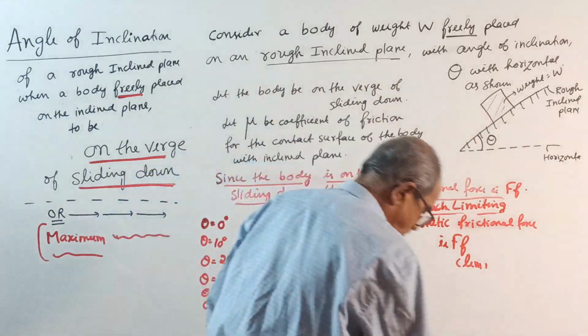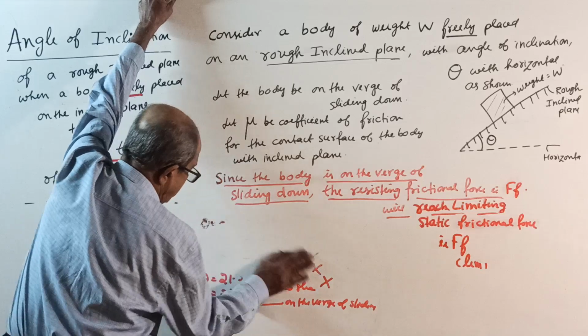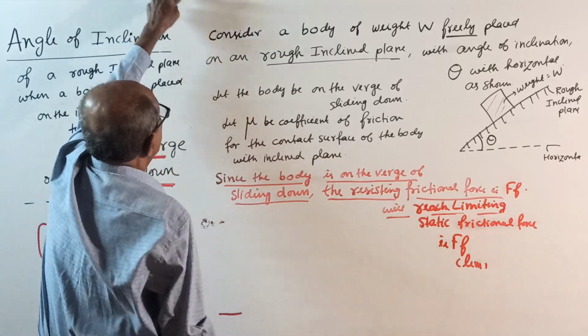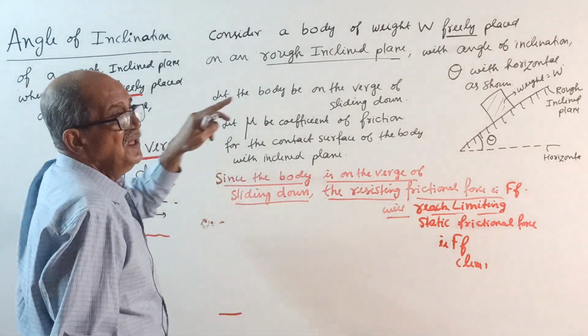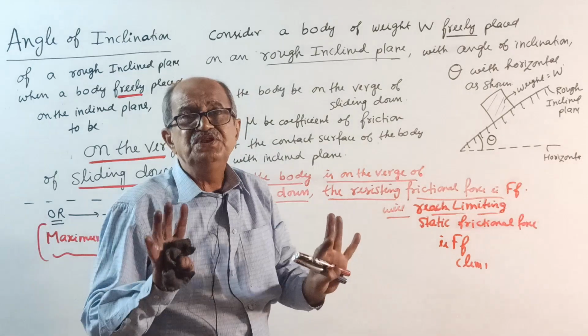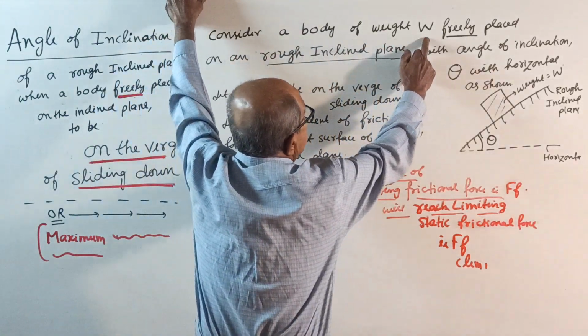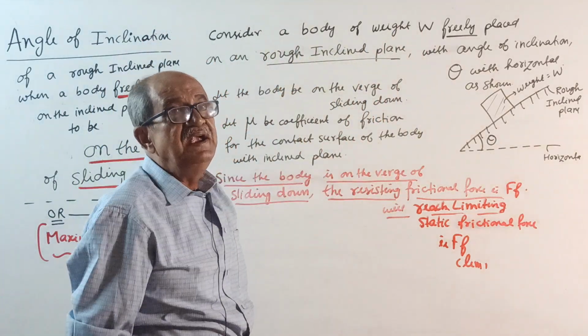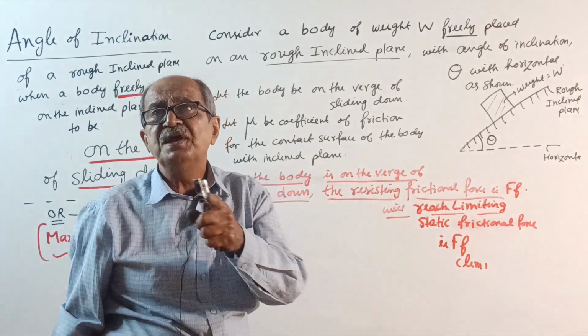Now I will remove this statement. See what I am doing now. Now start. We want to find that angle when the body is on the verge of sliding down. Consider a body of weight W. Actually, it is independent of weight W. But remember, it depends on the friction coefficient.